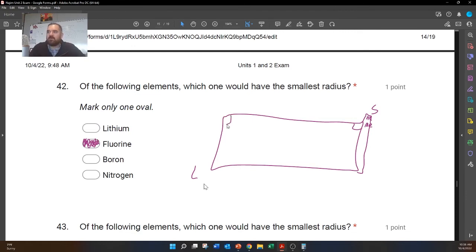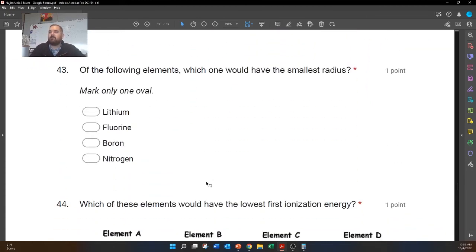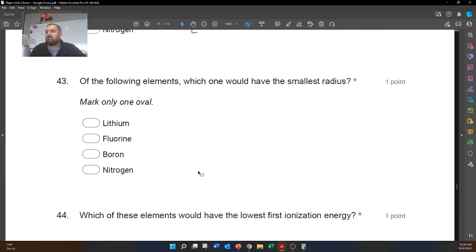Lithium is all the way over on this side, and we know that lithium is larger, but we'll just go ahead and stop there. Of the following elements, which one has the smallest atomic radius? Is this the same question? Yes, it is. So again, that's fluorine. But if we could change the question up a little bit, we could just make this largest.